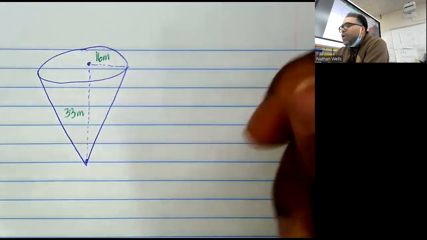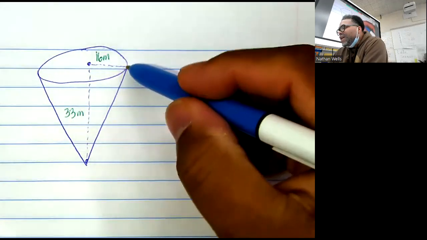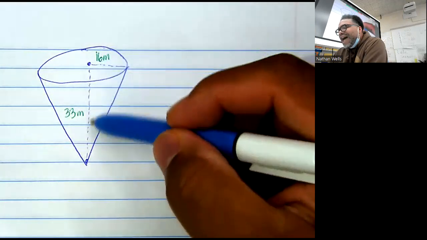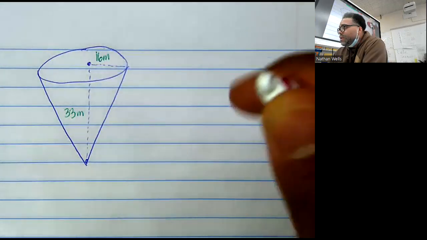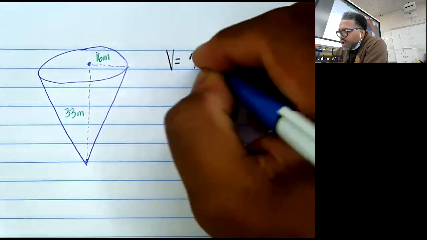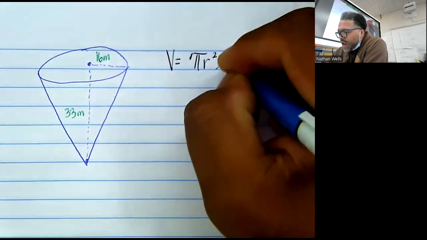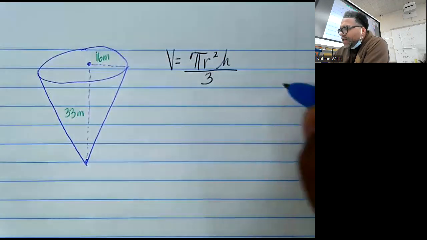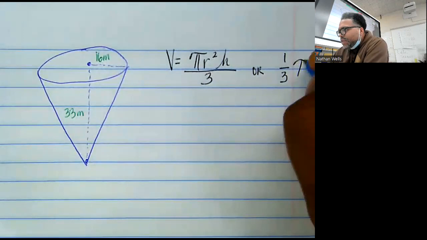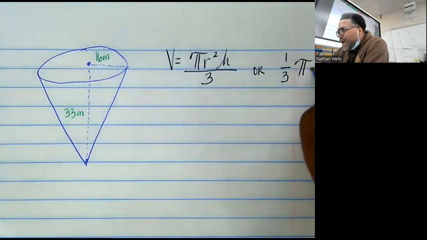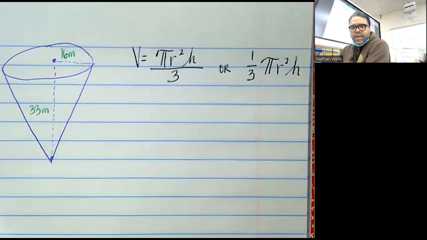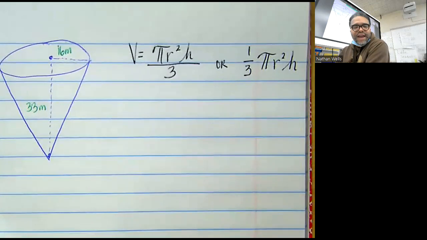So we want to calculate the volume of this cone, the cone that has a radius of 16 meters and a height of 33 meters. The formula for volume of a cone is V equals pi r squared h, all divided by 3, or 1/3 times pi times the radius squared times h, which is the same thing. These two formulas mean the exact same thing.